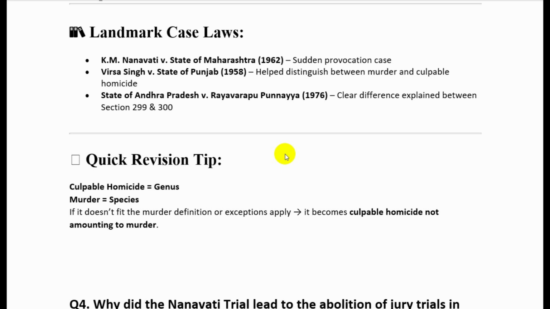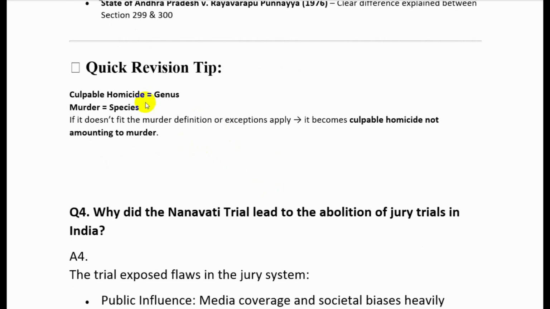State of Andhra Pradesh versus Raya Varappu Punaya, 1976. Clear difference explained between section 299 and 300. So let's do a quick revision. Culpable homicide is genus and murder is species.